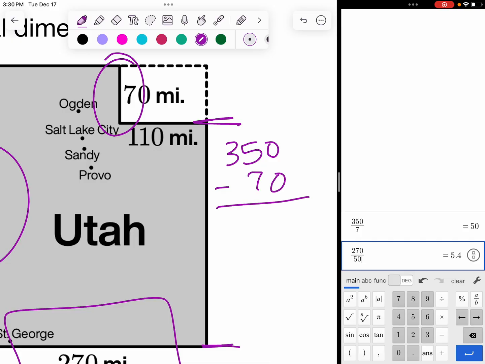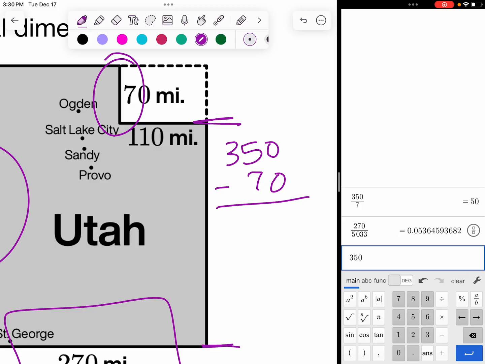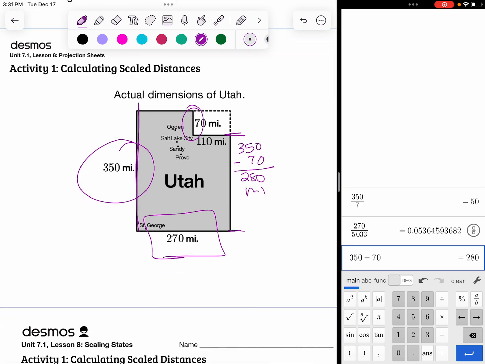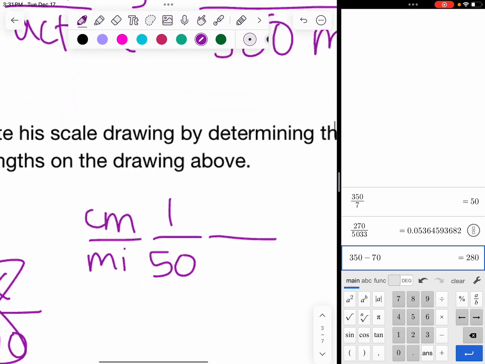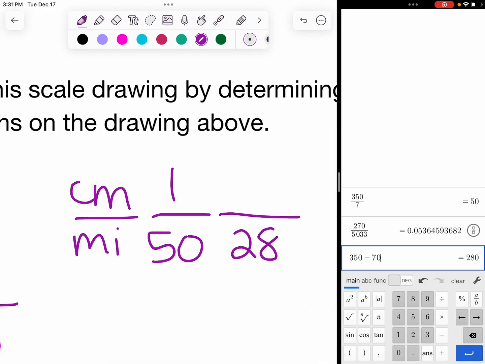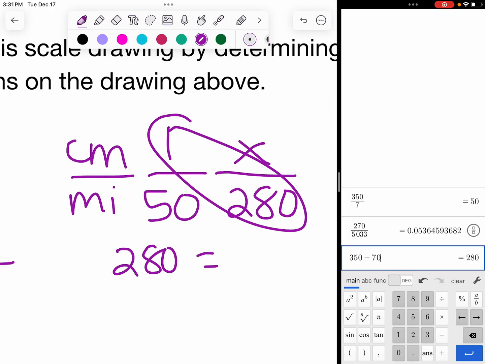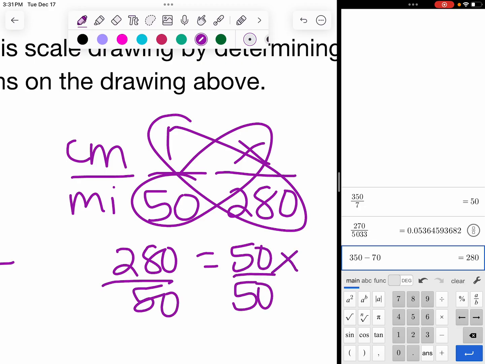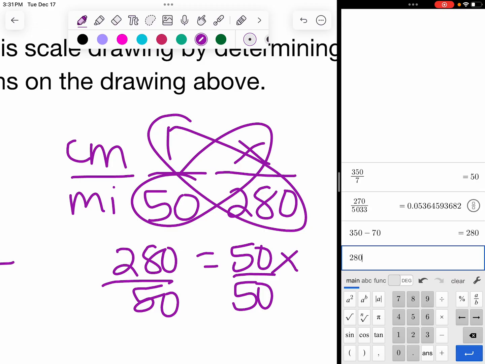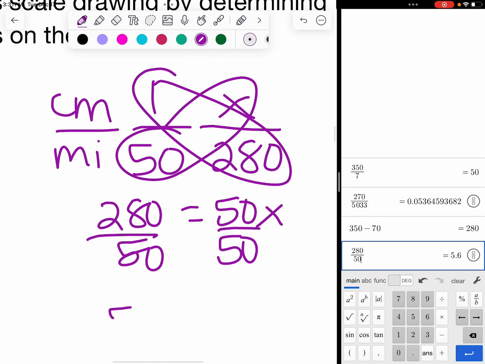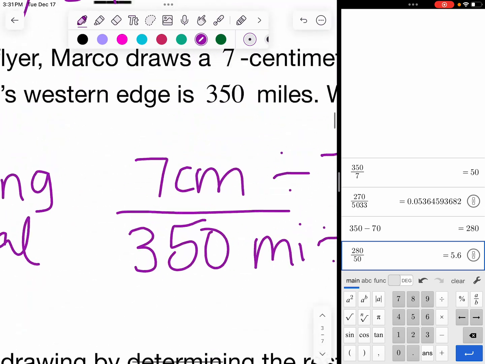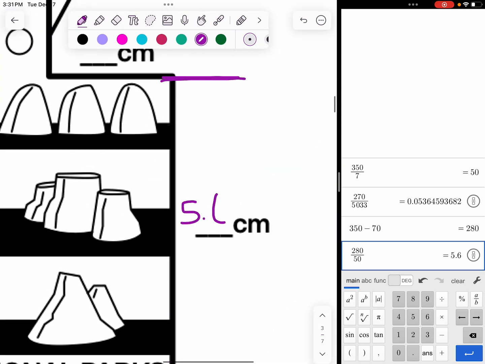Well, 350 minus 70 gives me 280. So that is 280 miles, which is what we're going to put down here on our butterfly. Okay, X on the top, we do our butterfly. 1 times 280 is 280. 50 times X equals 50X. We divide both sides by 50. So we need to take 280 divided by 50, and I get 5.6. And then we're talking centimeters. Okay, so let's fill that in on our picture, 5.6.